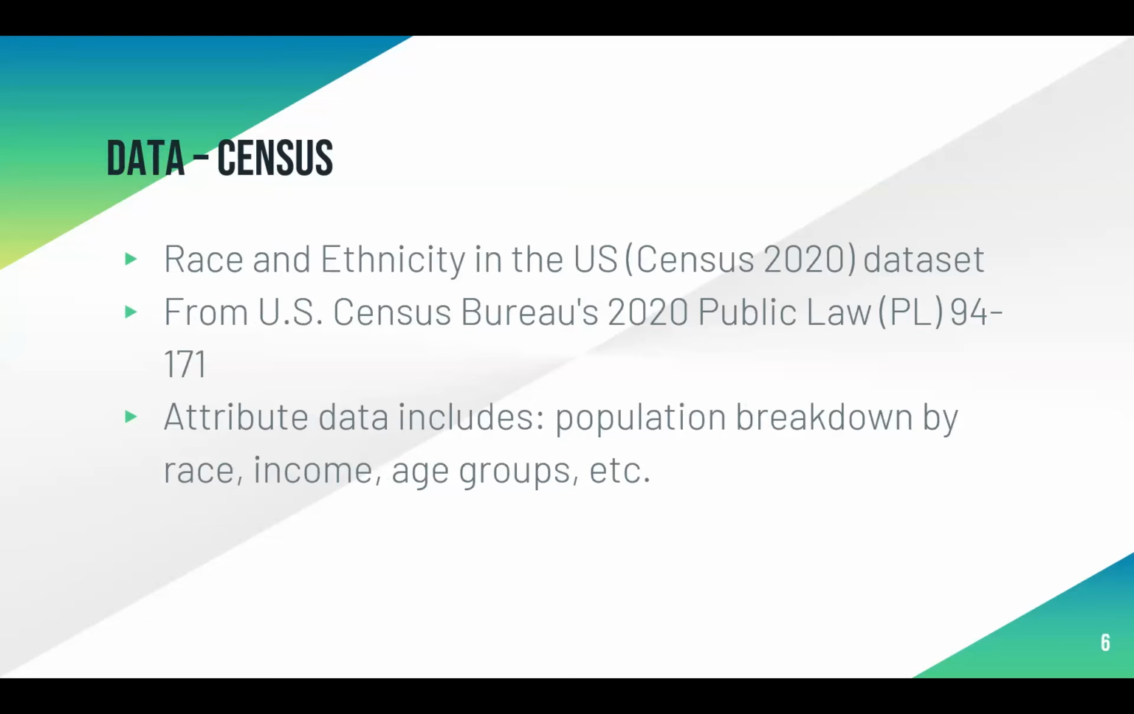So for my data, the first data set I'm using is the race and ethnicity in the United States data set found on Esri, based off of 2020 census data. I chose this data set because it gives very detailed race and ethnicity information about the population that is relevant to my project. For every single census tract in the United States, this data set gives population breakdowns by race, income, age groups, as well as projected 2027 estimates, but those won't be used.